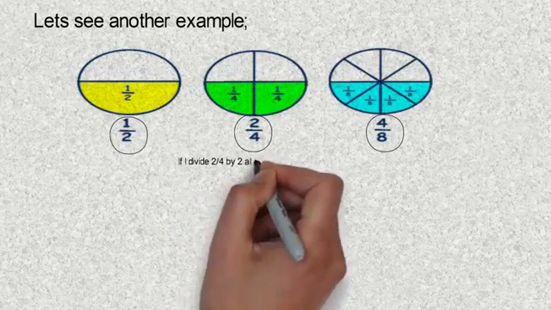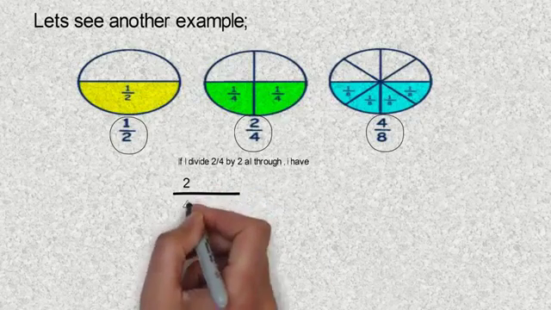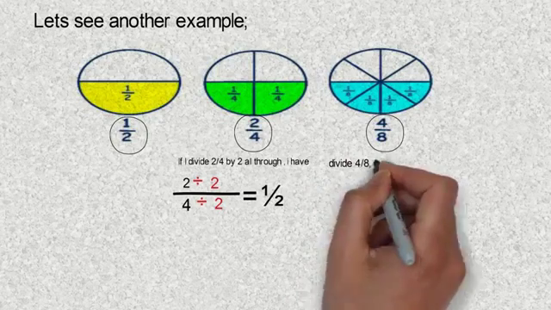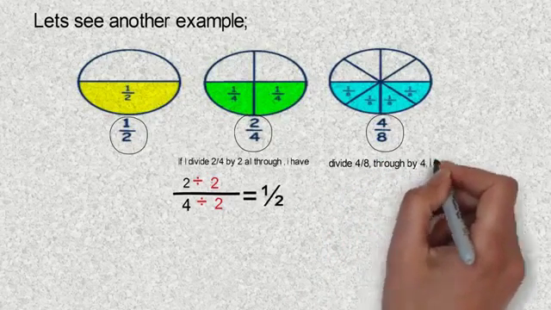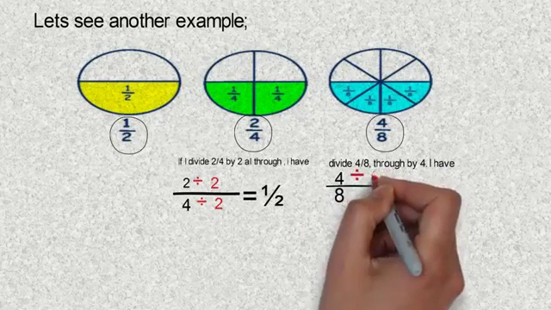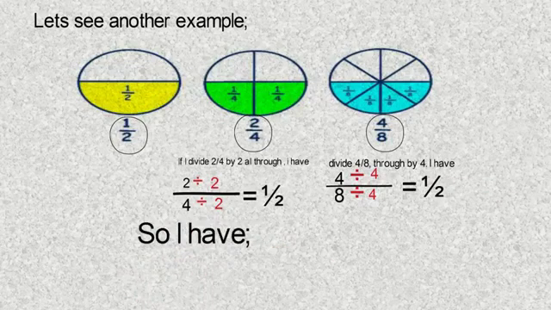If I divide 2/4 by 2 all through, 2 divided by 2 gives me 1, and 4 divided by 2 gives me 2. So that is giving me 1/2. Let's see the third fraction. If I divide 4 over 8 through by 4, I have 4 divided by 4, which gives me 1, and 8 divided by 4, which gives me 2. So what do you notice? Is there any resemblance? You can see that this also makes an equivalent fraction.